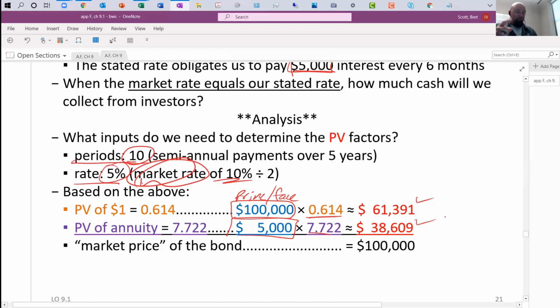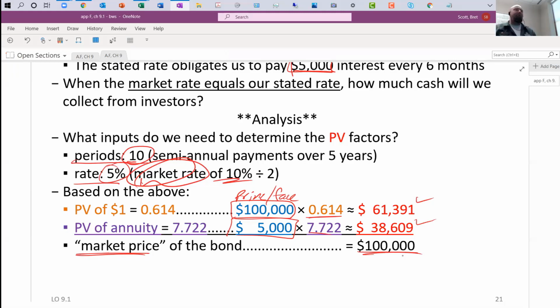Add those up. When we add those present values together, we get what's called the market price of the bonds. And guess what? It's $100,000. Is it magical? No, it's mechanical. Basically, the market's demanding 10% on our bonds.